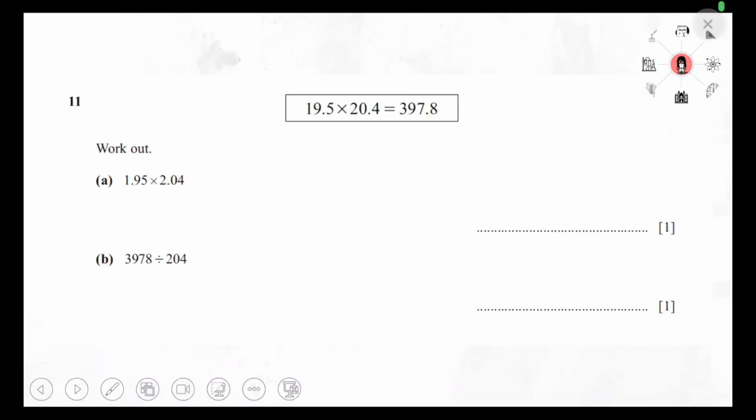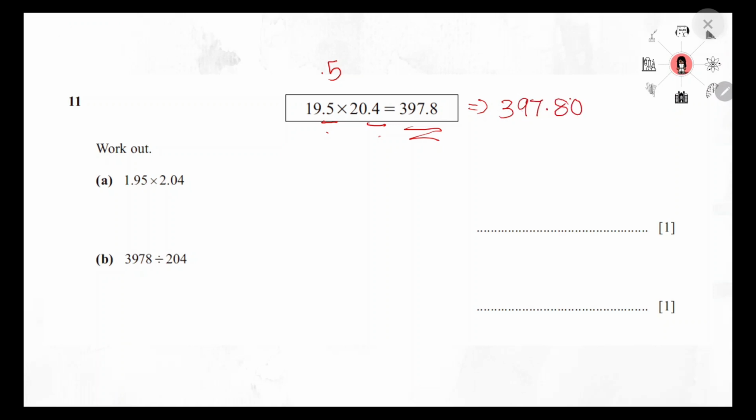Question 11. 19.5 into 20.4 equals 397.8. Work out A. 1.95 into 2.04. So it's a common rule in decimals that if you're multiplying numbers, for example, over here there's 1 decimal point for each of these numbers, so the answer is supposed to have 2 decimal points. That means the answer here is not just 397.8, it is actually 397.80.